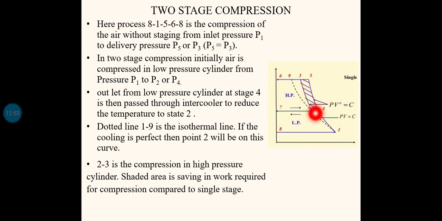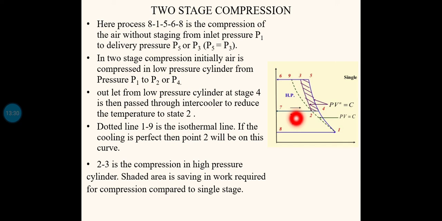And one more advantage is, you can see here V1 is the initial volume of the air entering the cylinder. So the first cylinder volume should correspond to V1, at least, to include all this air. After compression, the volume is reduced to V2. Before entering the second cylinder, the volume is V2. From the graph it is clear that V2 is less than V1. So a lesser volume is entering the second cylinder, so the size of the second cylinder will be much less as compared to the first cylinder.